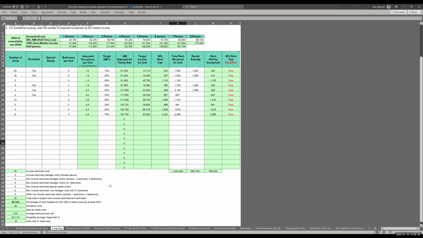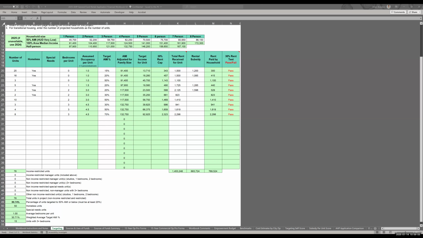Make sure appropriate AMI targets are set for the population being served, i.e., lower AMI targets for homeless households. Upload a copy of the HUD income limits page showing the appropriate income limit data for this project. If applicable, indicate which units are reserved for homeless or special needs populations. The number of units reserved must be consistent with the homeless or special needs application scoring categories.